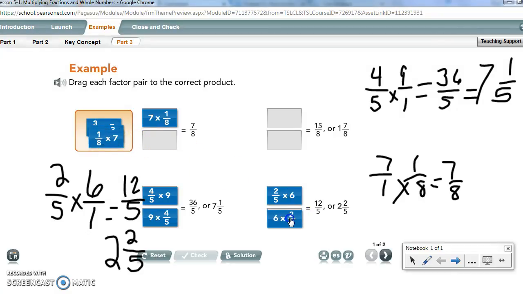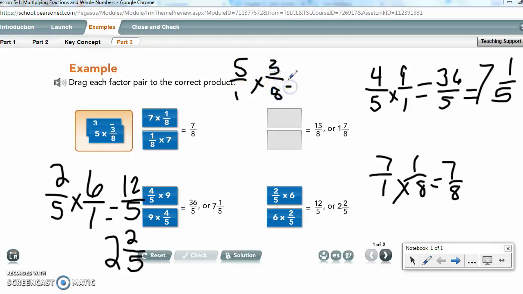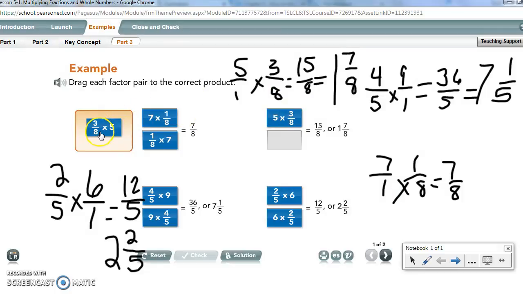Again, 6 times 2/5, that's the commutative property. 1/8 times 7, commutative property. And this last one, let's triple check our work. If we have 5 over 1 times 3 over 8, 5 times 3 gives me 15. And 8 times 1 is 8. Now that's still an improper fraction. 8 can go into 15 once with 7 left over, and I keep my denominator. And then the commutative property would make that my answer. Go ahead and freeze your screen and copy these down.